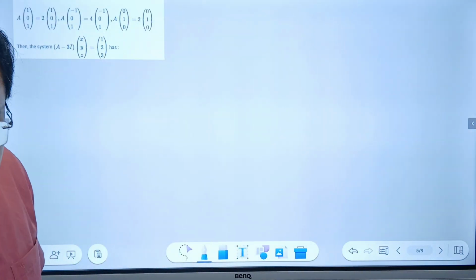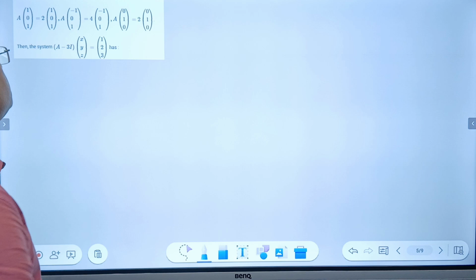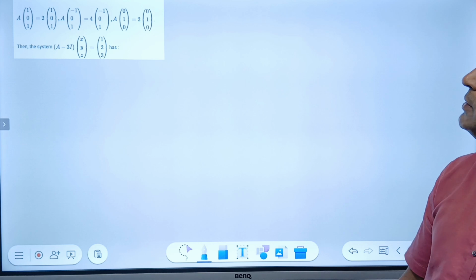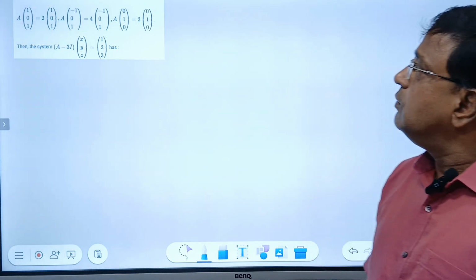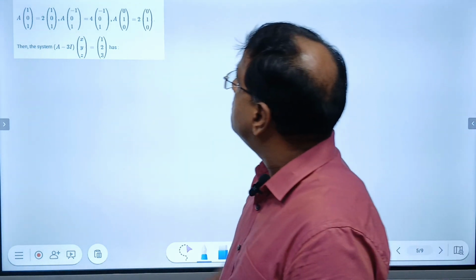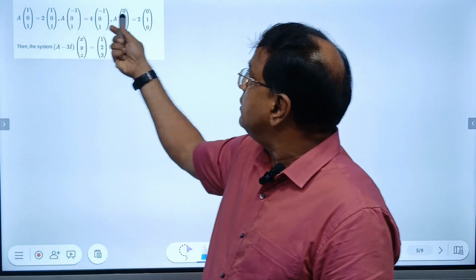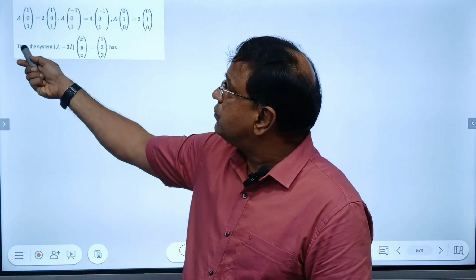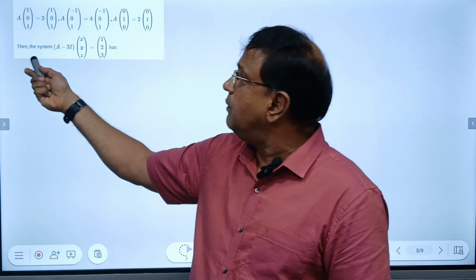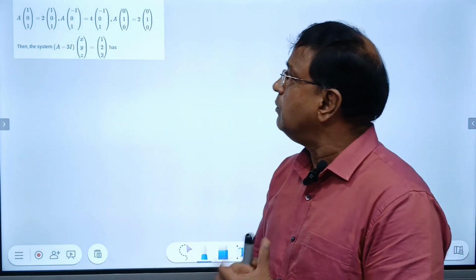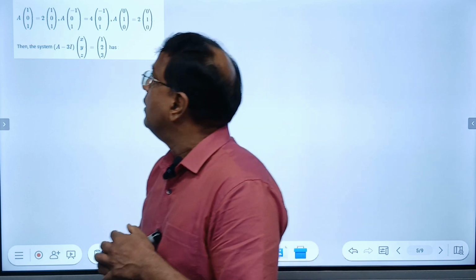Now, how do I do the next question? It's very, very simple. A is a 3 by 3 matrix containing real numbers, and you have been given 3 equations: first equation, second equation, and third equation. Then you have to use these to find the values of X, Y, and Z. I want to find X, Y, and Z. I want to find the matrix. Okay.